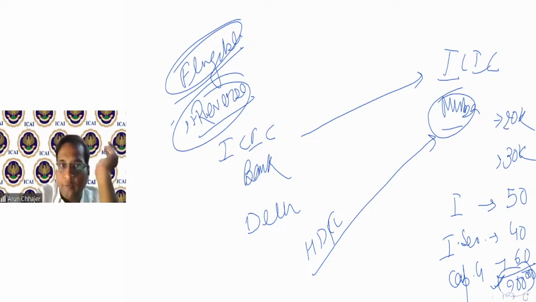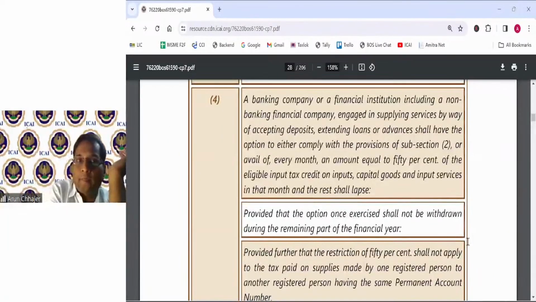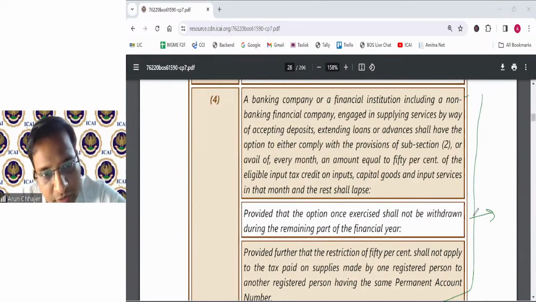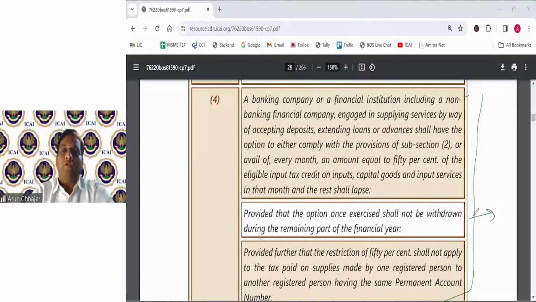Should I show you the provision? Let me go back to the provision, and we are talking about 17 subsection 4, on which I have made the practical case study. How much ITC needs to be reversed as per 17 subsection 4 read with rules 40 to 43?